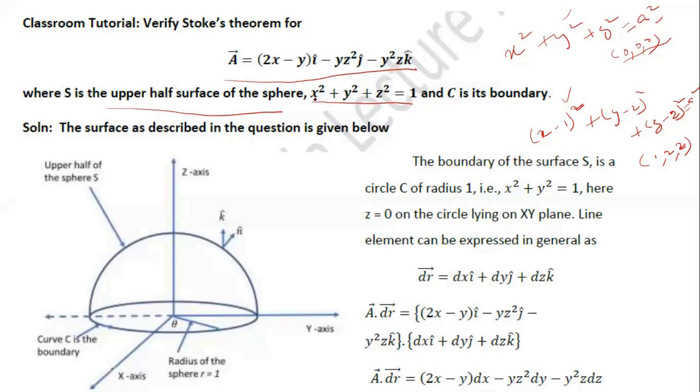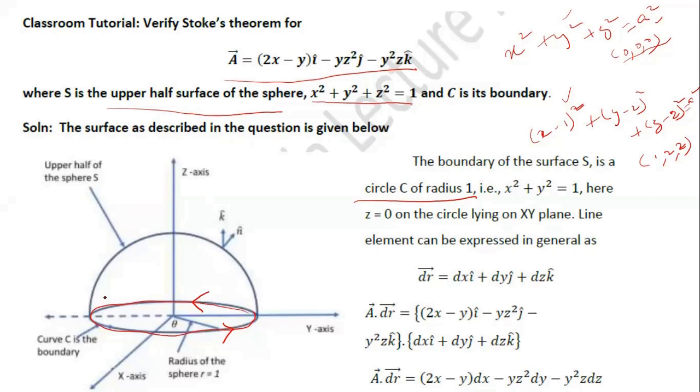So now, considering what I have just explained, you see that the boundary of this open surface, which is the upper half of the sphere, will be a circle of radius 1 on the xy plane. See, on this xy plane, there is a circle here. This circle will be the boundary of the open surface we consider for this particular problem. So your C here, your closed curve, is a circle of radius 1.